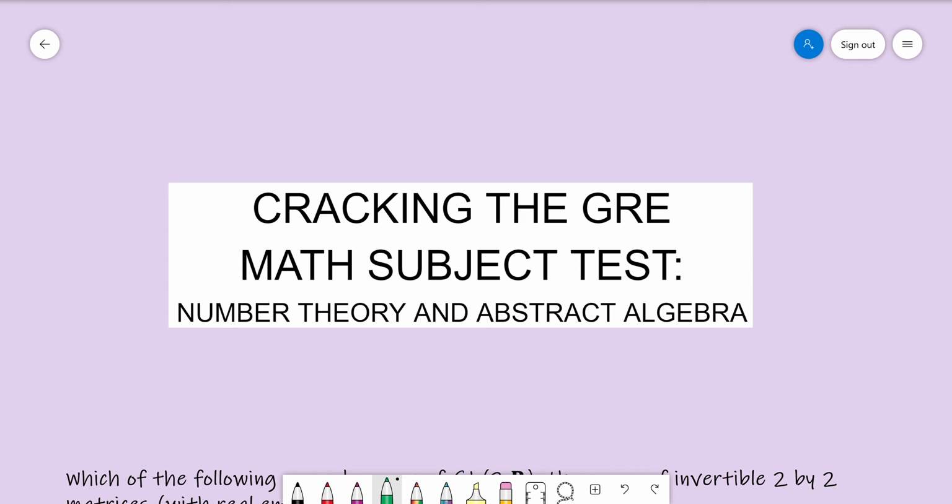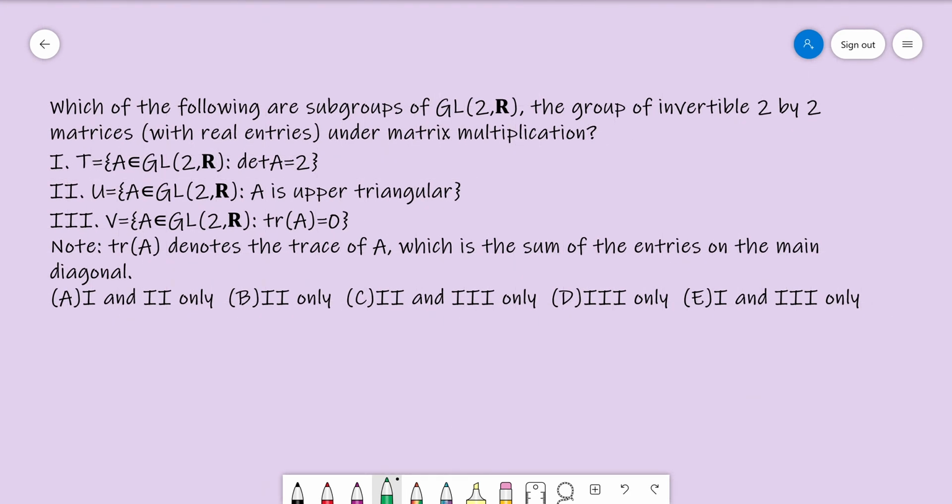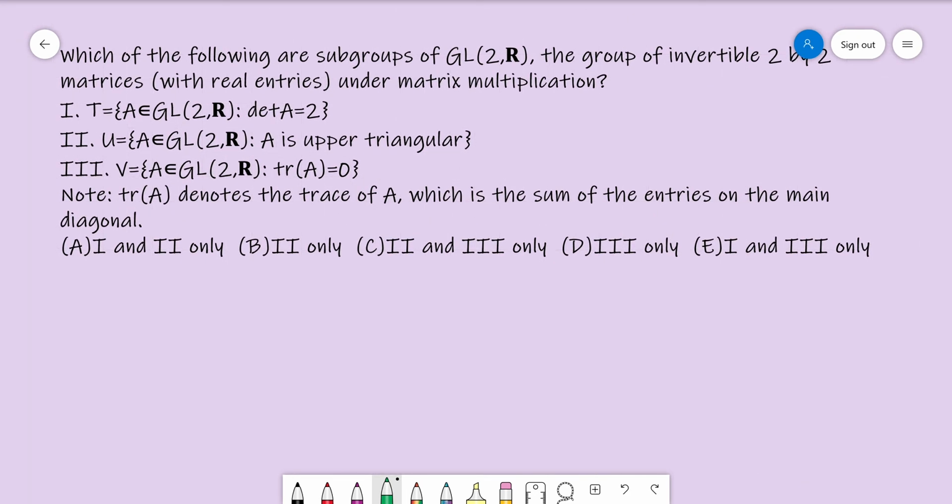We're on question number 11 in the Number Theory and Abstract Algebra chapter. So this question is testing your knowledge of groups and subgroups, a little bit of matrix math. We're told that GL of 2R is the group of all invertible 2x2 matrices with real entries under the operation of matrix multiplication. And then we're asked which of the following are subgroups of this group. So let's check. And the best way to check is to just see if they're closed under the matrix multiplication.